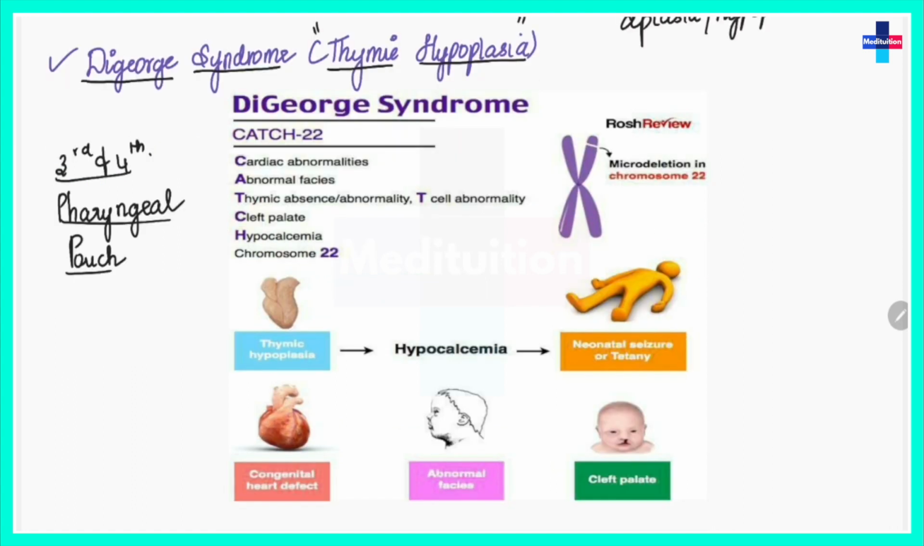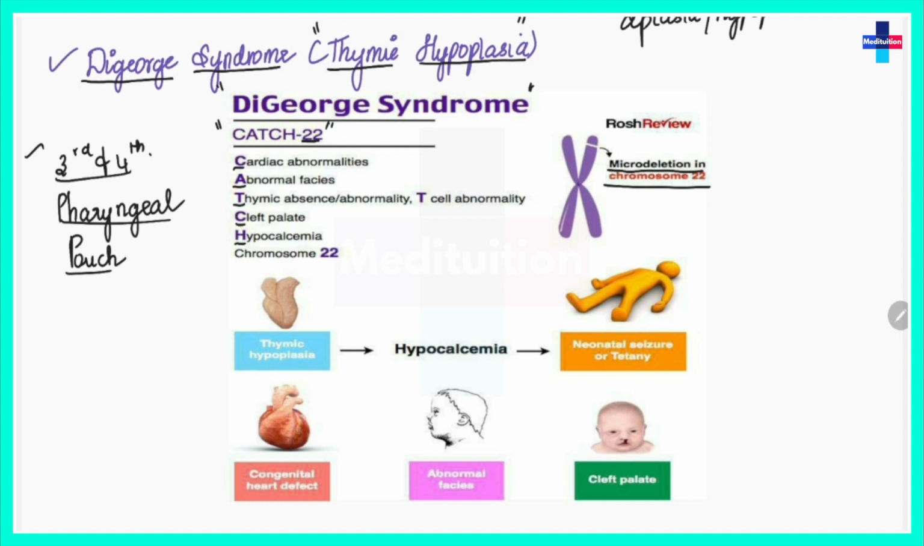And this defect is caused due to a chromosomal abnormality. There is a microdeletion in chromosome 22, and because of that, the development of the third and the fourth pharyngeal pouch derivatives are affected. So this will give us many manifestations, and that can be remembered by the mnemonic CATCH 22. So here 22 is chromosome number 22, which is a genetic defect, a chromosomal abnormality that has caused this DiGeorge syndrome, and the CATCH here tells us about the manifestations.